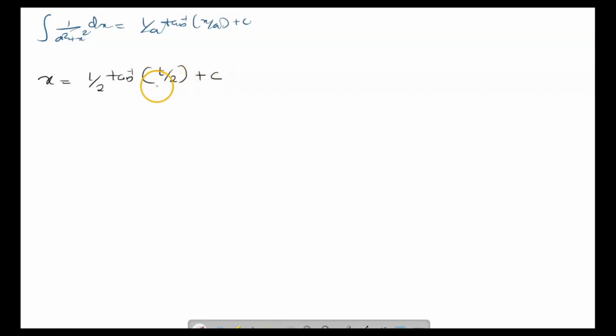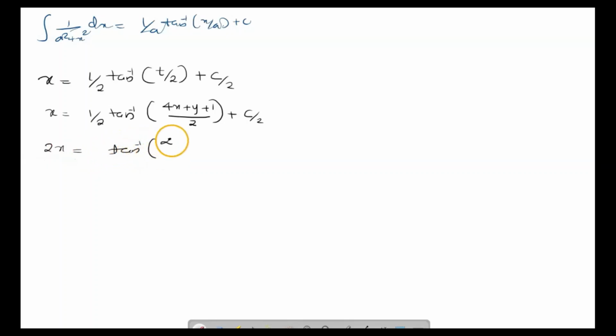That is the answer, and t is 4x plus y plus 1, so x is equal to 1 by 2 tan inverse 4x plus y plus 1 by 2 plus constant c, and we can take 2 here, that is, let it be c by 2. So 2x is equal to tan inverse 4x plus y plus 1 by 2 plus c.